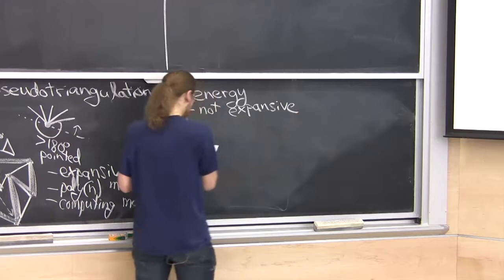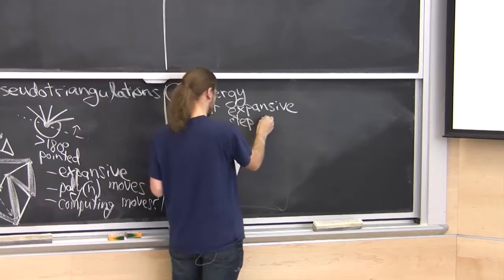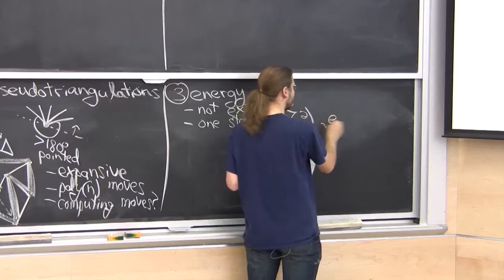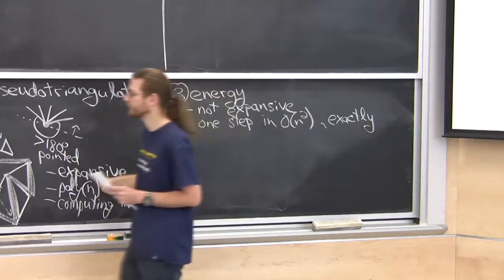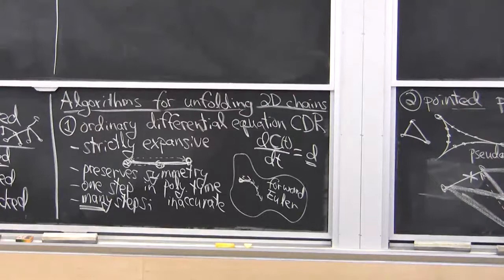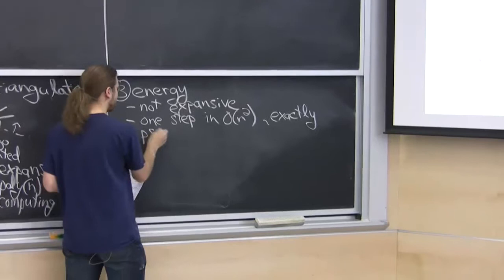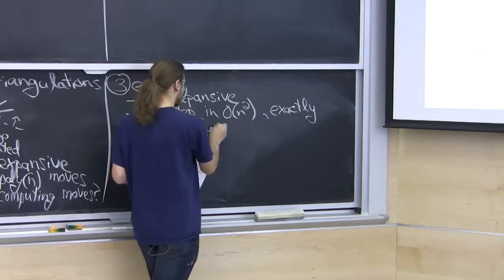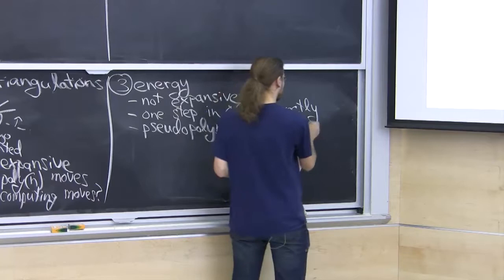It's really easy to compute one step of the algorithm. You can do it in quadratic time, even exactly. This one you have to specify some error tolerance epsilon. Here you can do it perfectly if you have exact square roots. And the number of steps is also small. It has a pseudo-polynomial number of steps.